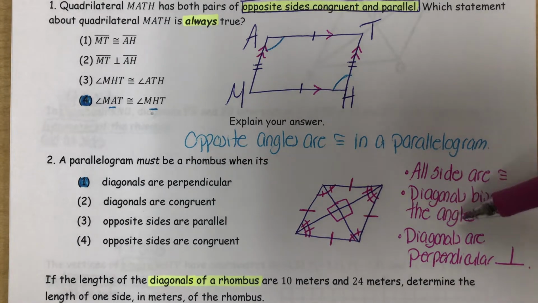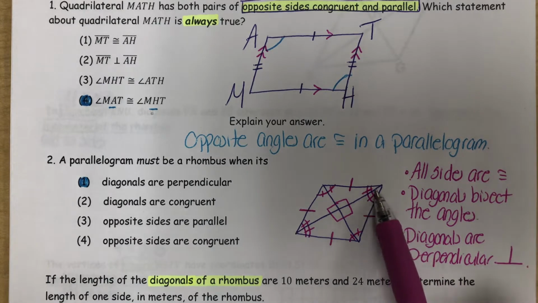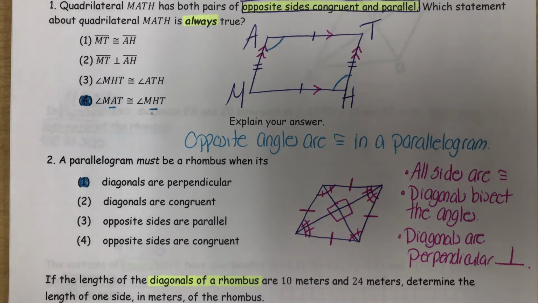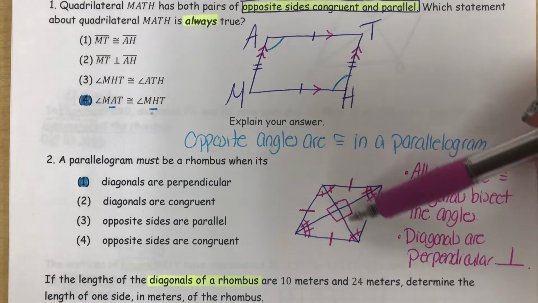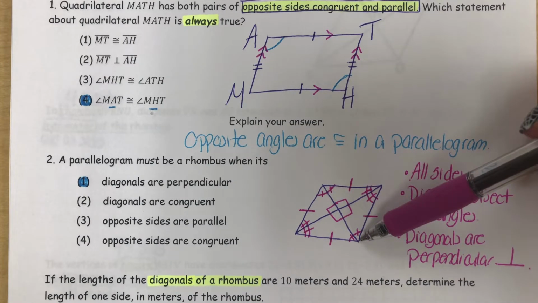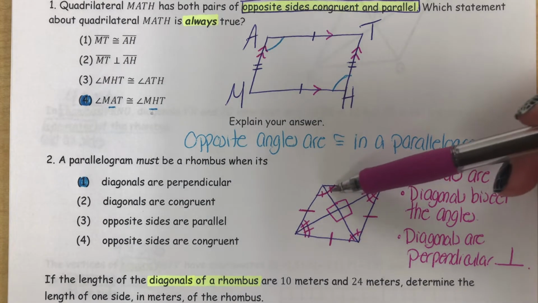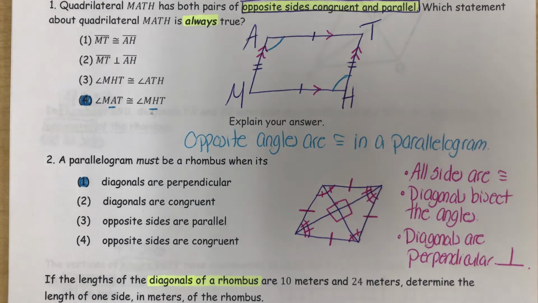The diagonals bisect the angles. So I know that opposite angles are equal, but each little piece will now be equal as well because they're being bisected. That means they're being divided into 2 equal angles. Same thing, these opposite angles are equal, but they're also being bisected. Again, I have 2 equal pieces up top, 2 equal angles down below as well.